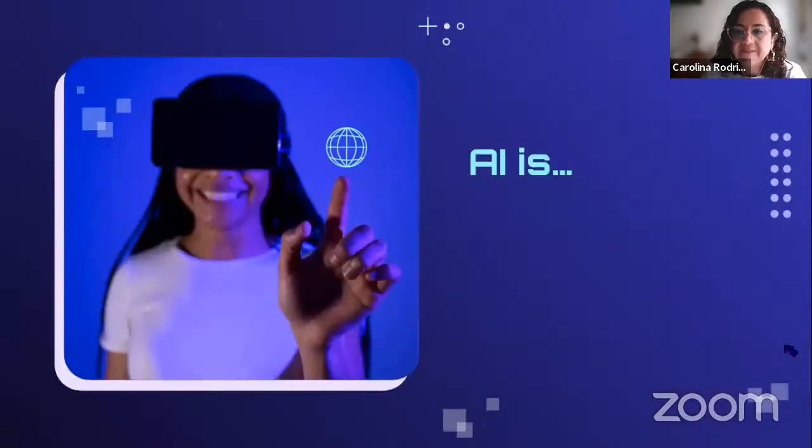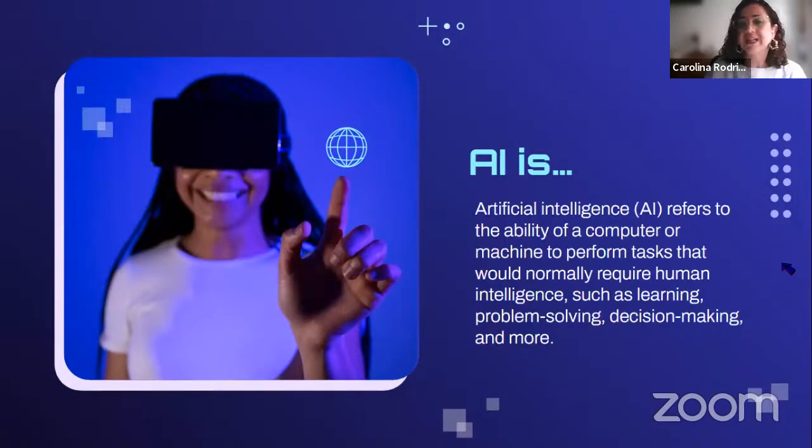So I found a definition online about artificial intelligence from an educator. I forgot his name right now. I'm so sorry. Artificial intelligence refers to the ability of a computer or machine to perform tasks that would normally require human intelligence, such as learning, problem solving, decision making, and more.